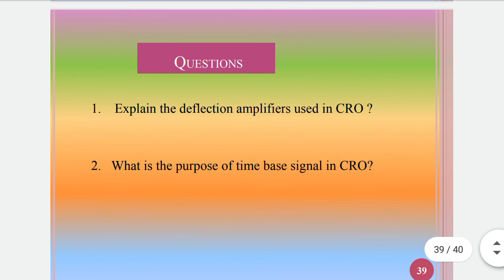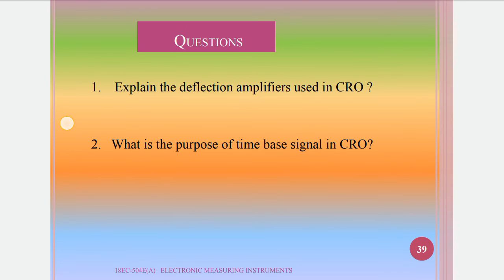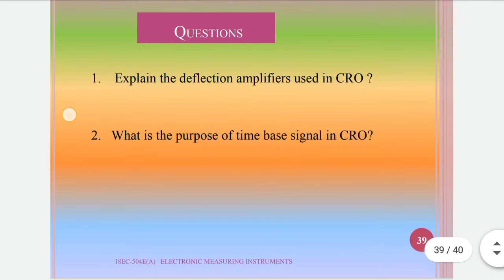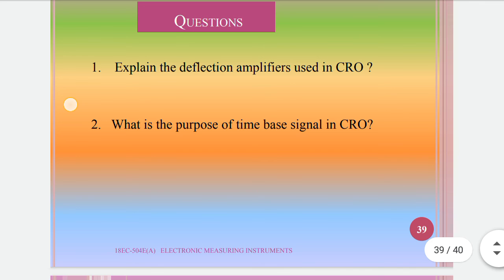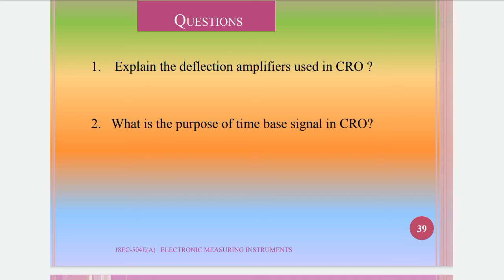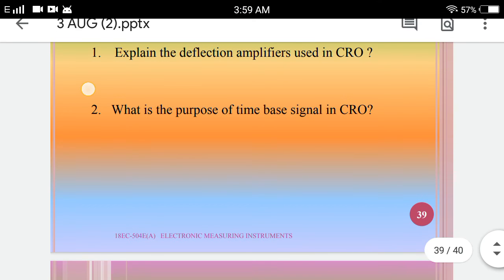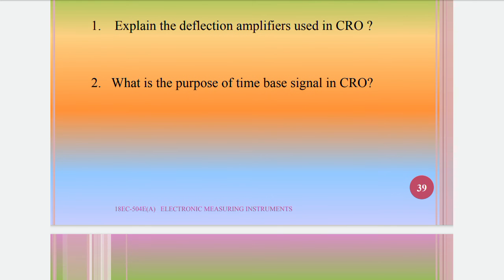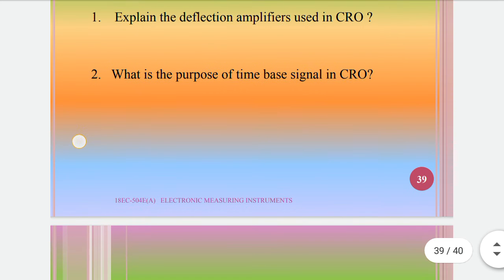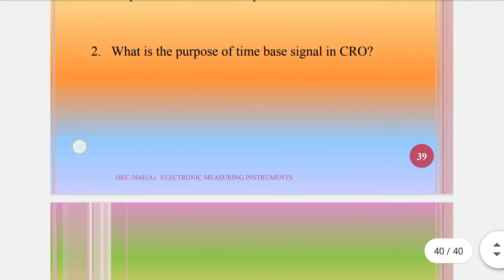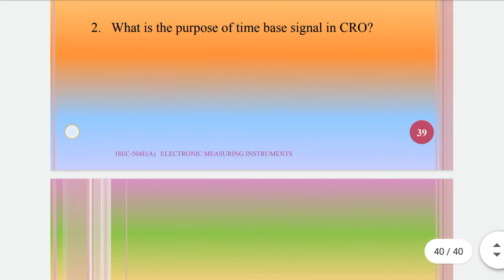Now, the frequently asked questions in the end exam. Explain the deflection amplifiers used in CRO and what is the purpose of the time-based signal in CRO. Here the deflection amplifiers are nothing but horizontal deflection amplifiers and vertical deflection amplifiers. The purpose of the time-based signal is to deflect the beam horizontally, and we can control the signal at any instant of time by using the time base.